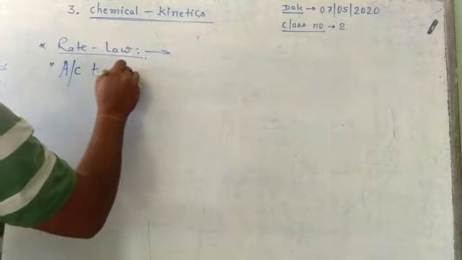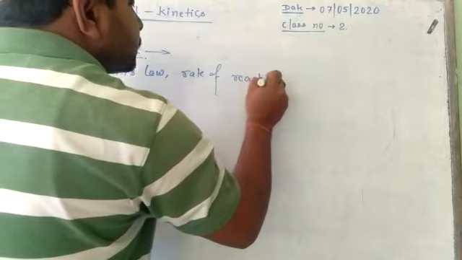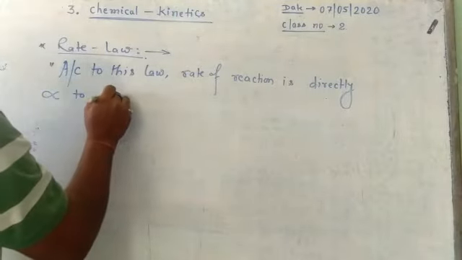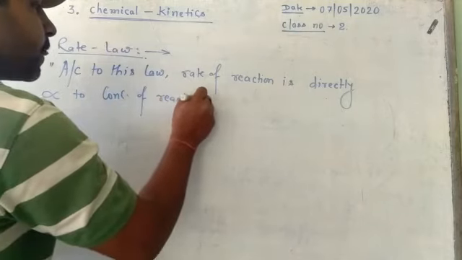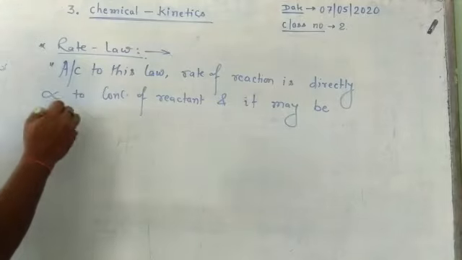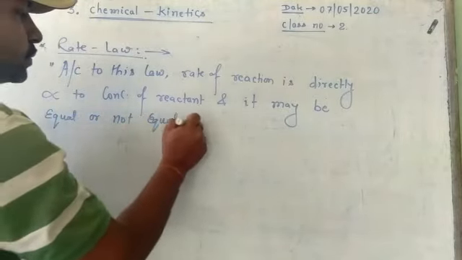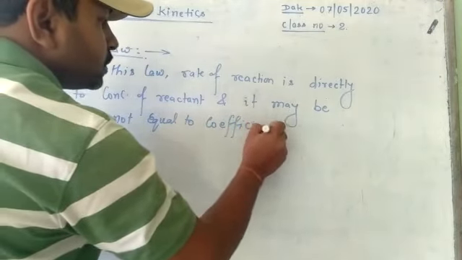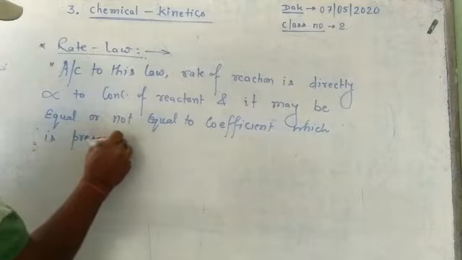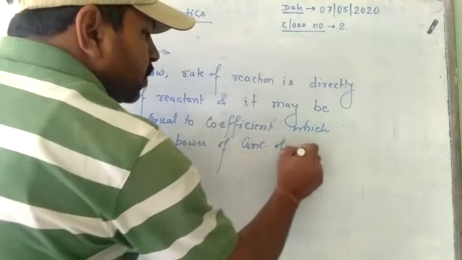Students, initially we write the statement of rate law. According to this law, rate of reaction is directly proportional to concentration of reactant and it may be equal or not equal to coefficient which is present as a power of concentration of reactant.